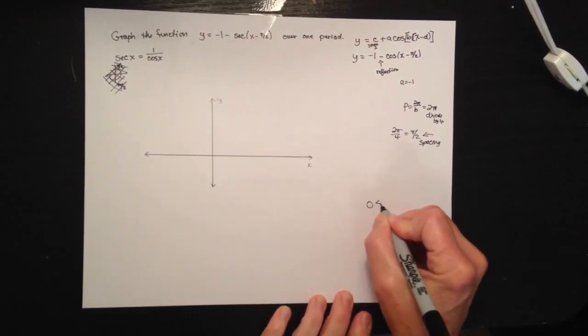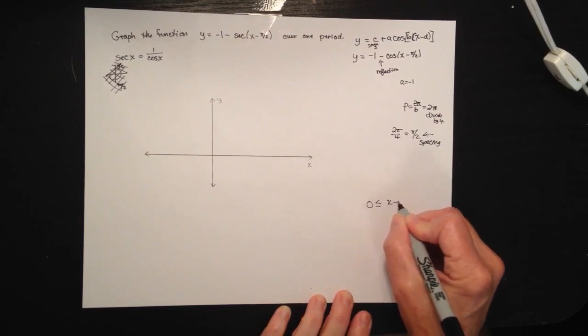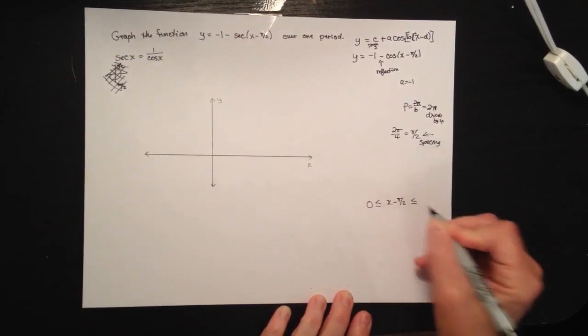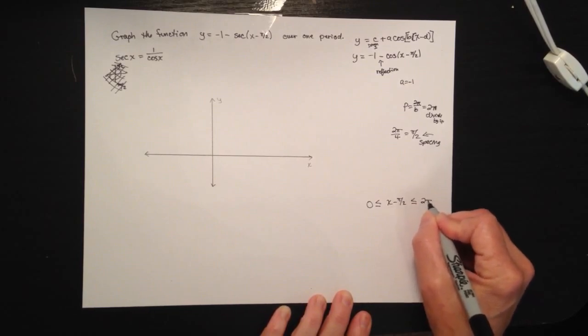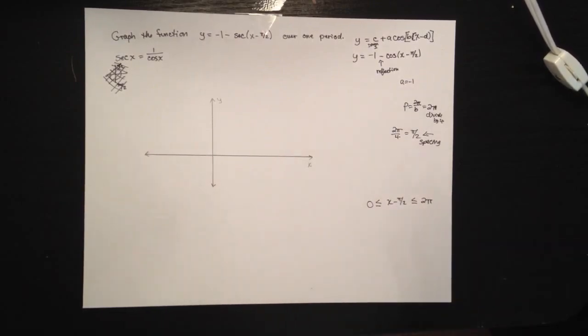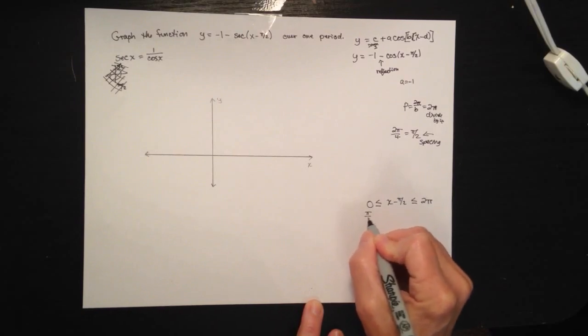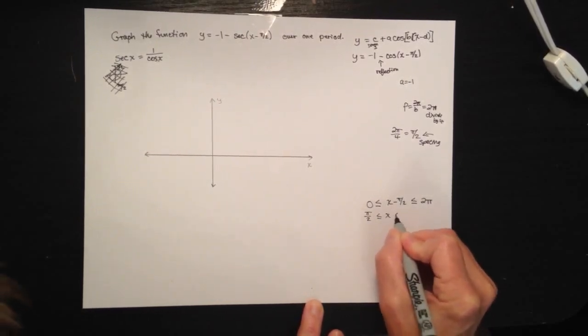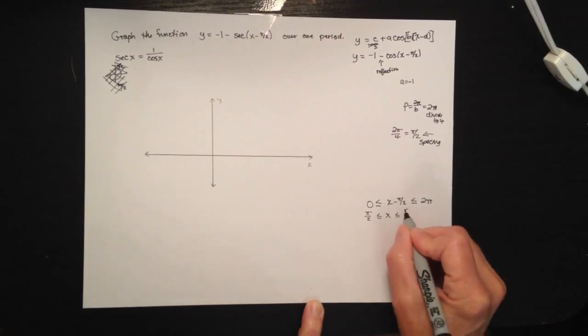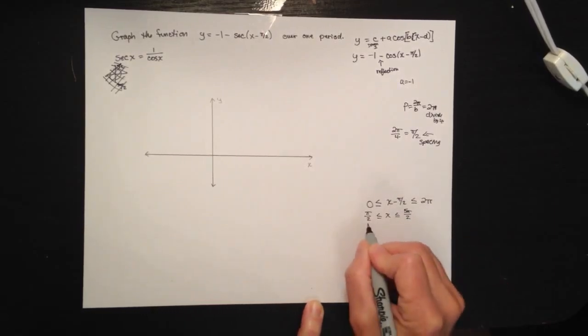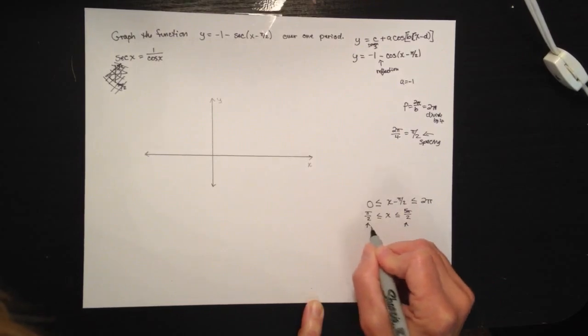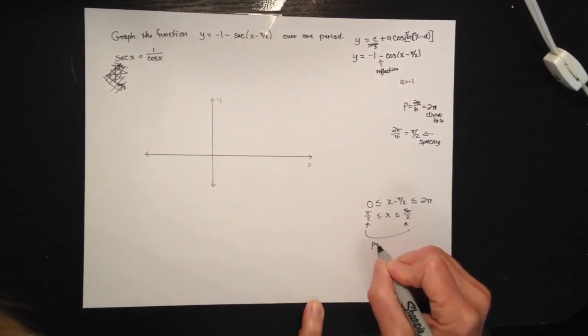Let's see, 0 is less than or equal to x minus pi over 2, which is less than or equal to 2 pi. And this will give us the interval over which we need to mark our x values. So we solve this for x. I'm simply going to add pi over 2 to all 3 places. Plus pi over 2 gives me pi over 2 is less than or equal to x is less than or equal to 2 pi plus pi over 2, which gives me 5 pi over 2. So this tells me what to mark on my graph. This is the period over which we'll be graphing.